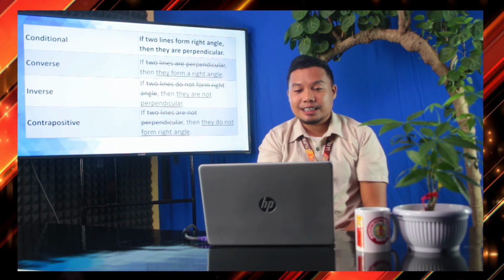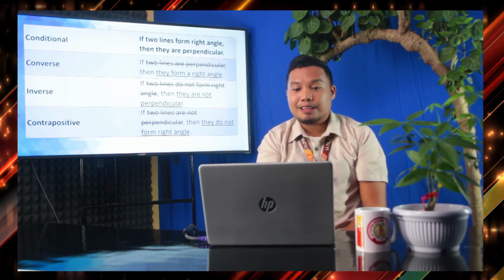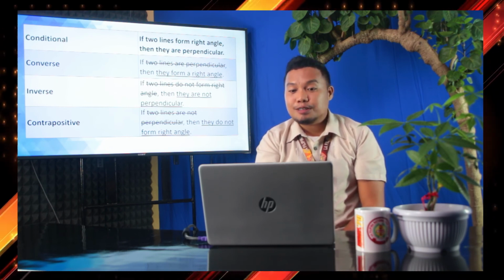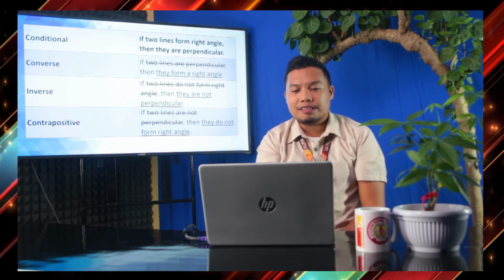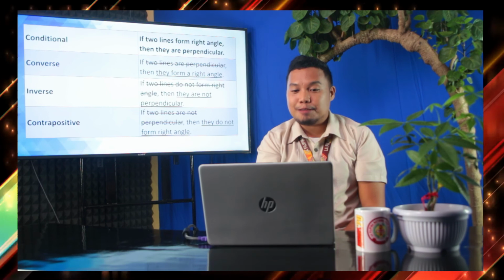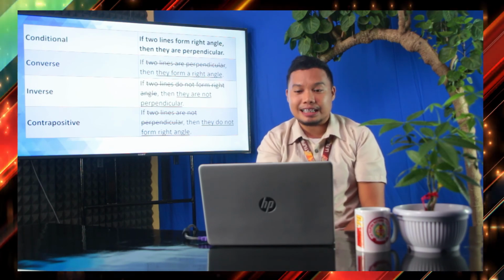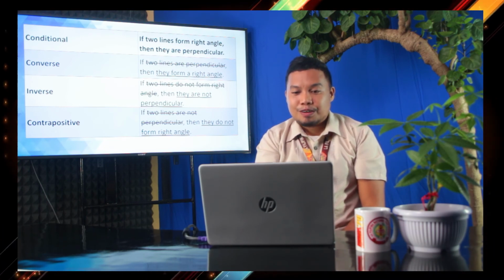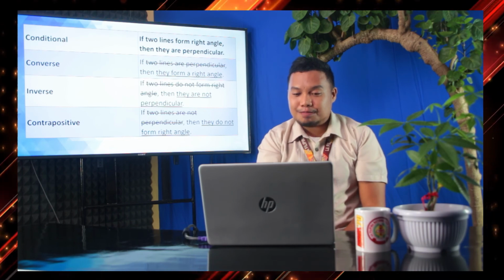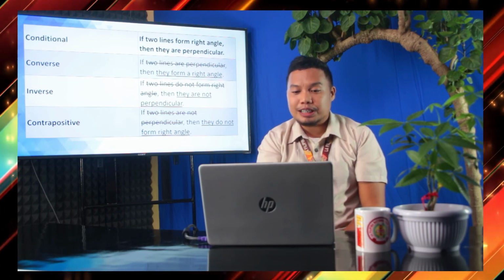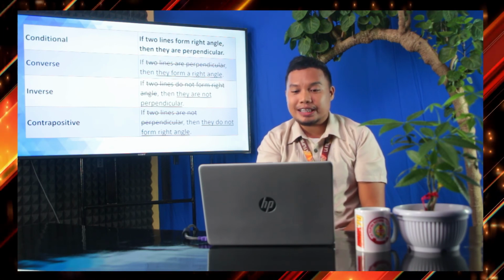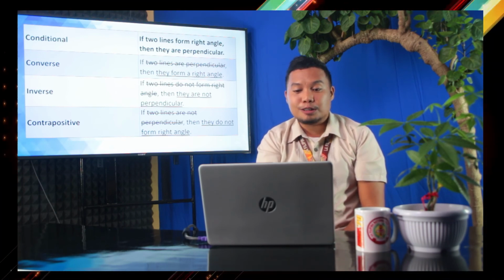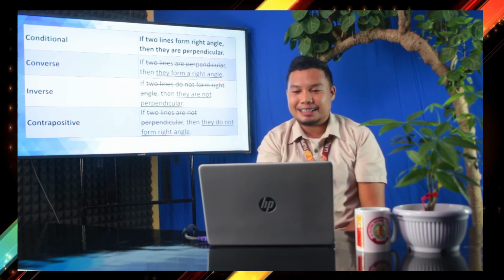The hypothesis is two lines are perpendicular, and the conclusion, they form a right angle. For the inverse: if two lines do not form right angle, then they are not perpendicular. The hypothesis, two lines do not form right angle, and the conclusion, they are not perpendicular. For the contrapositive, we have: if two lines are not perpendicular, then they do not form right angle. The hypothesis, two lines are not perpendicular, and the conclusion, they do not form right angle.